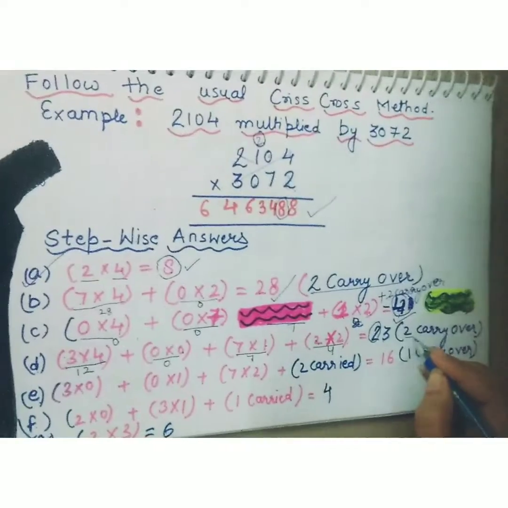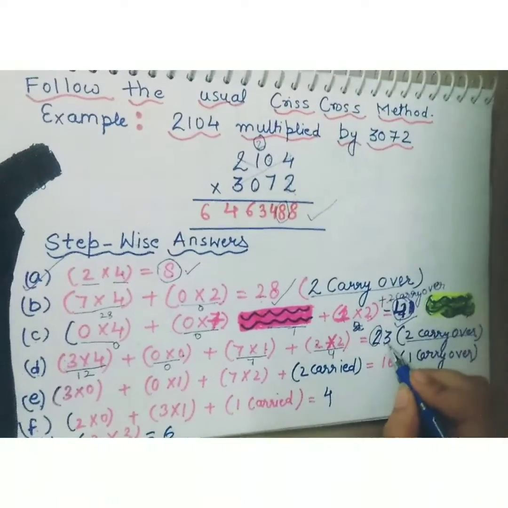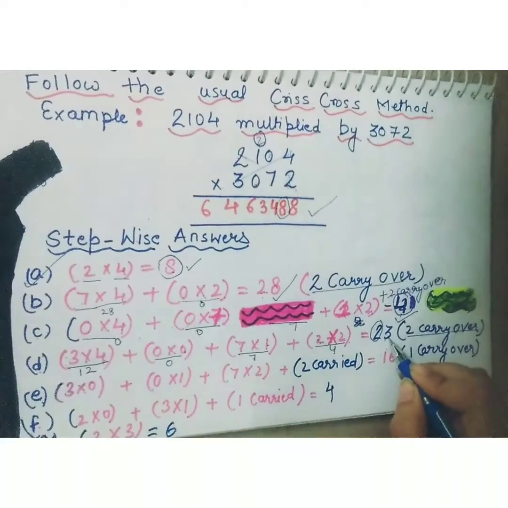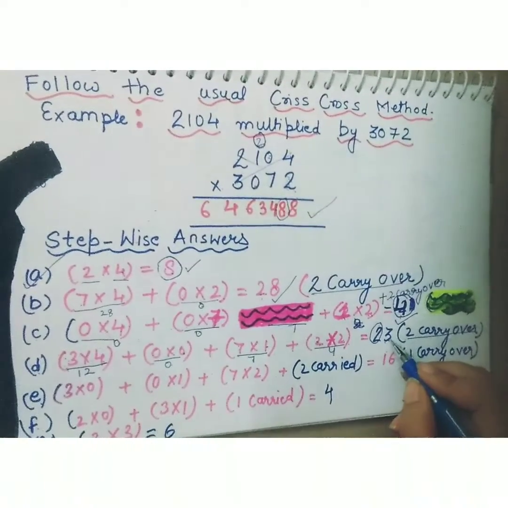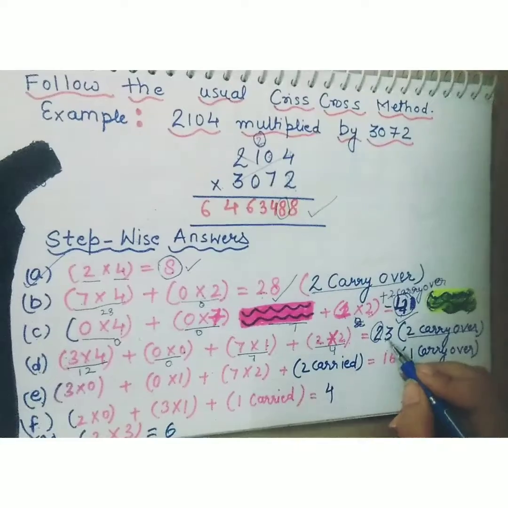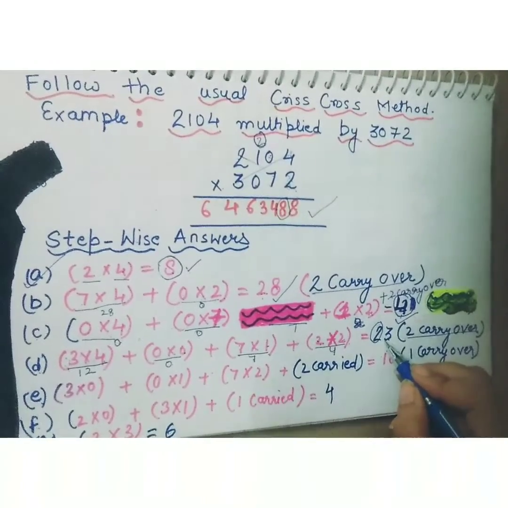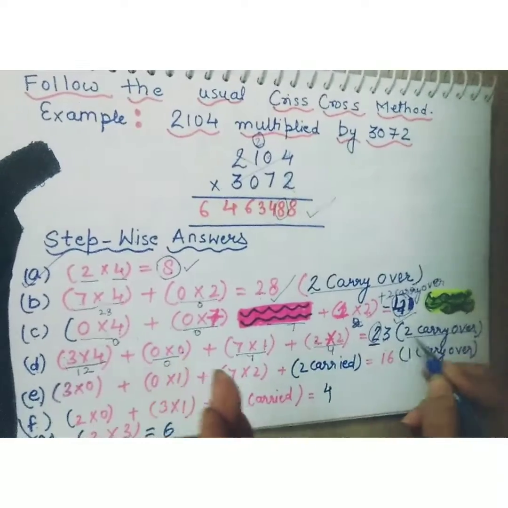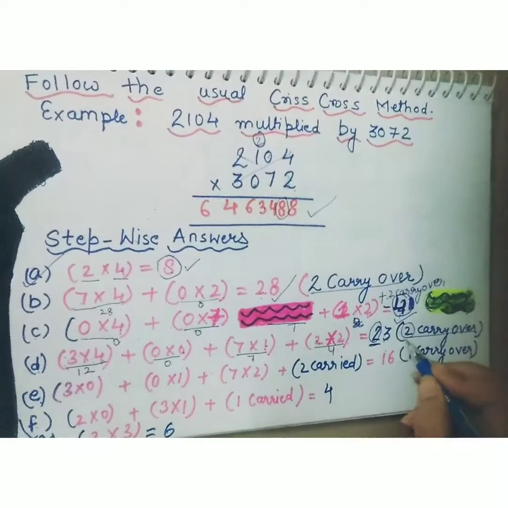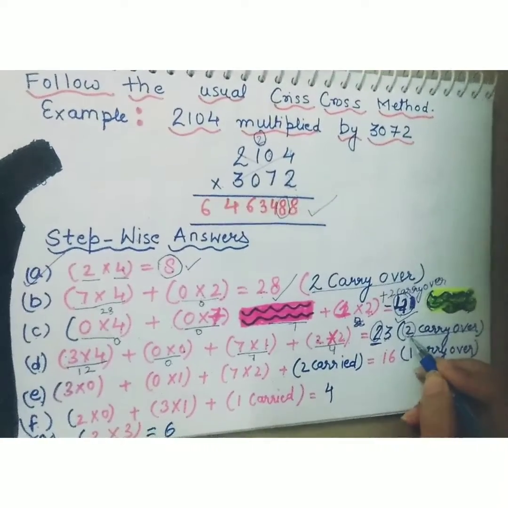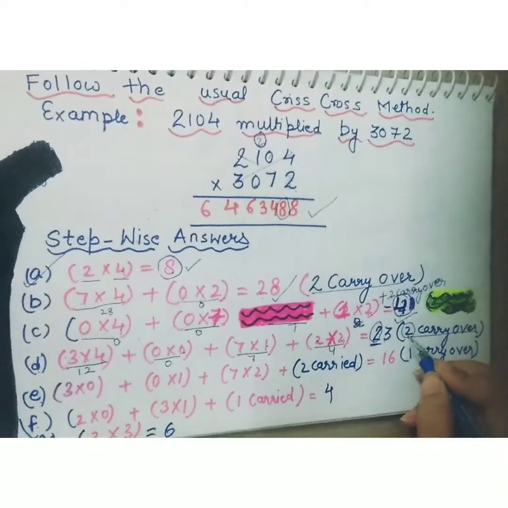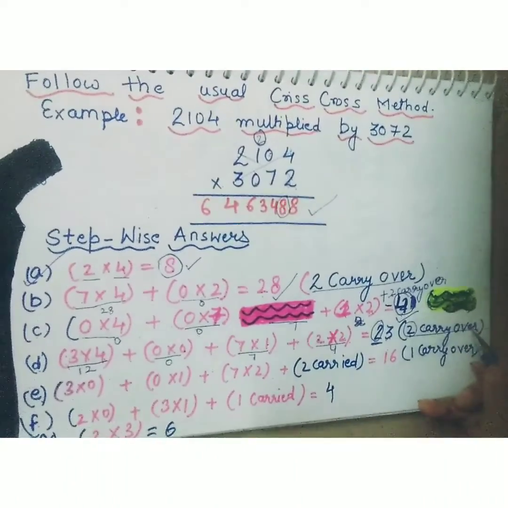I have written here carry over 2. We have to take only a single digit. After whatever number comes in every step, we have to consider the last digit, and the front digit, which is the tens place, is termed as the carry over number, which is considered in the next step, which is the fifth step. In the fifth step, we will add this carry over, which is 2.